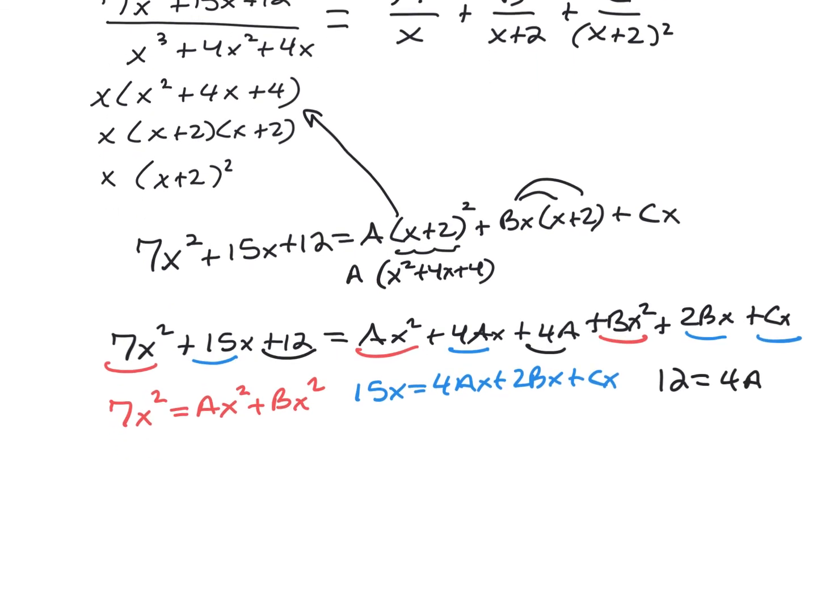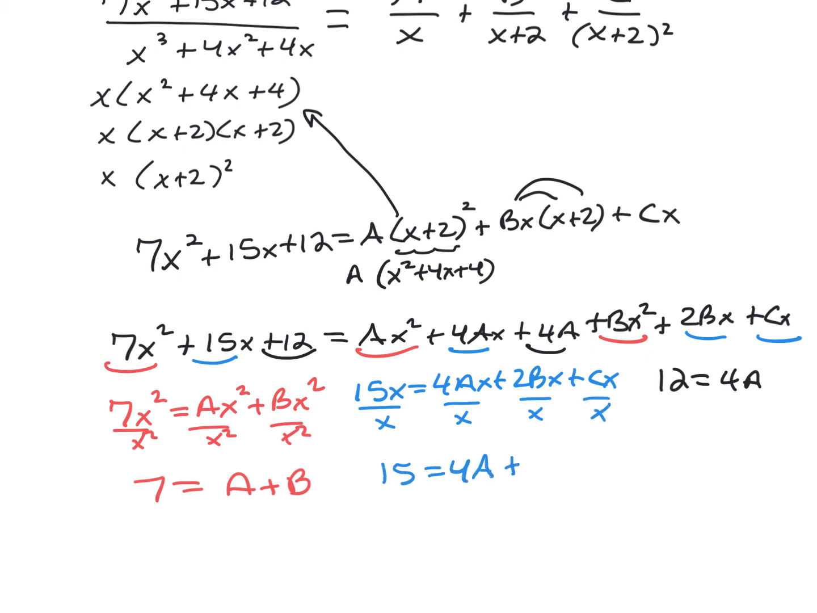Now, in the red and the blue, I can get rid of the x's. So the red, I'm going to get rid of the x squareds. So I'm just left with 7 equals a plus b. The blue, I can get rid of all the x's. So 15 equals 4a plus 2b plus c. And then the black, I can actually solve for a by dividing by 4. So 3 equals a.